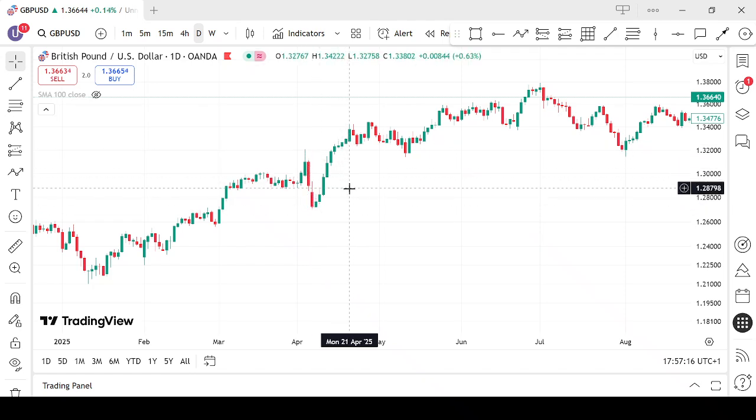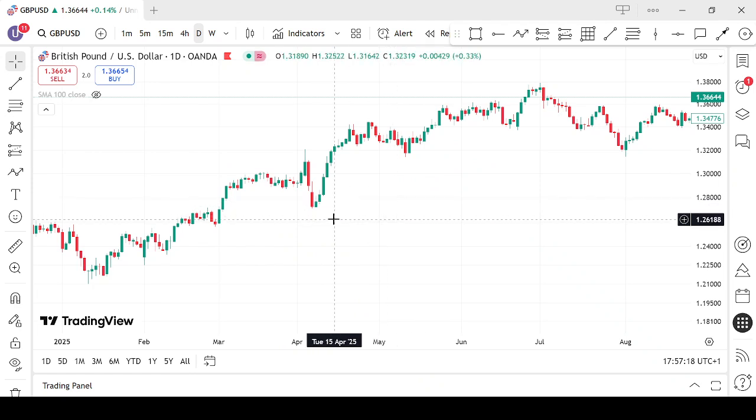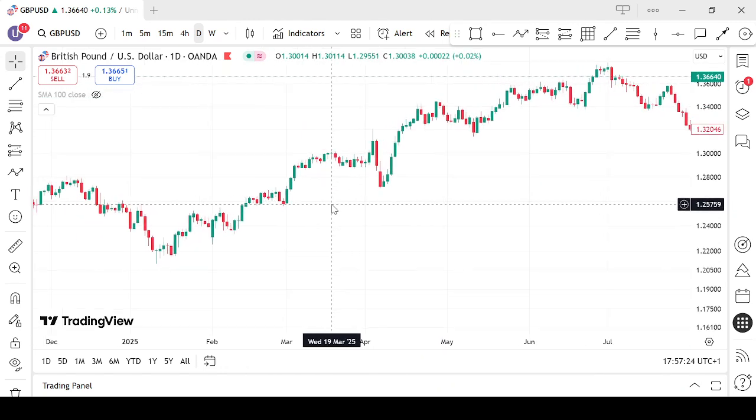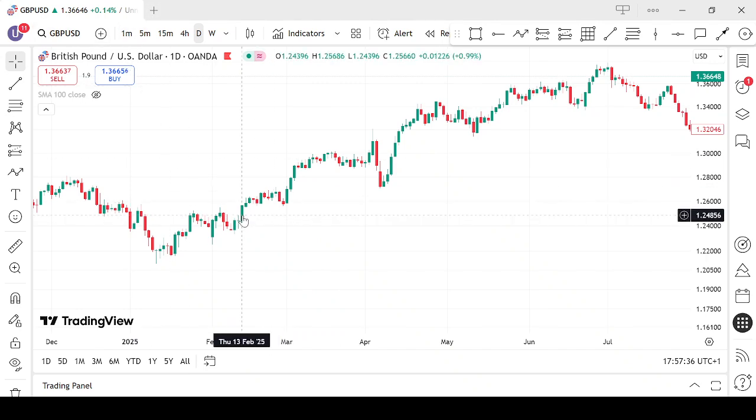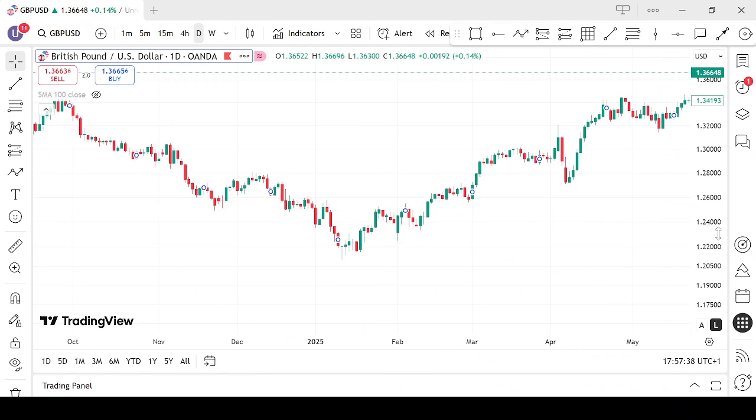As a swing trader, you will look to enter after a pullback and exit before the next major reversal. You don't need to monitor the market every minute. Instead, you set alerts at key levels and let the setup develop.